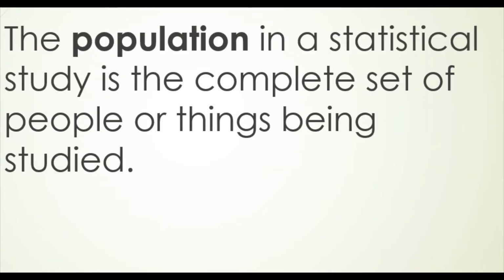All right. The next term that we need to define is population. So the population in a statistical study is the complete set of people or things being studied. So for example, if we've got an election coming up, we want to know how people are going to vote on election day. And so the population is going to be all the voters in the country. Or if we're looking at a state race, all the voters in a state or in a community or an election district. Let's say, for the purposes of this example, that we're looking at a presidential election.